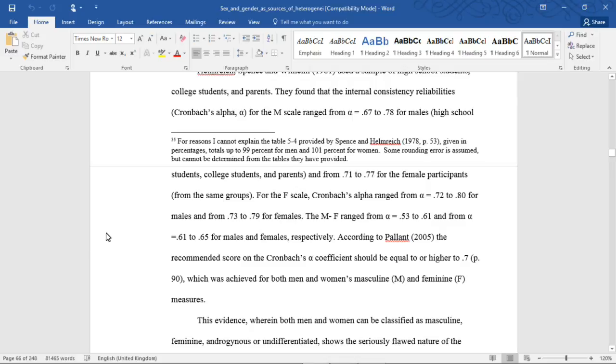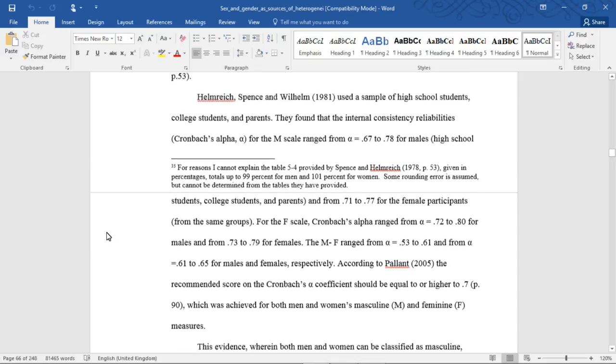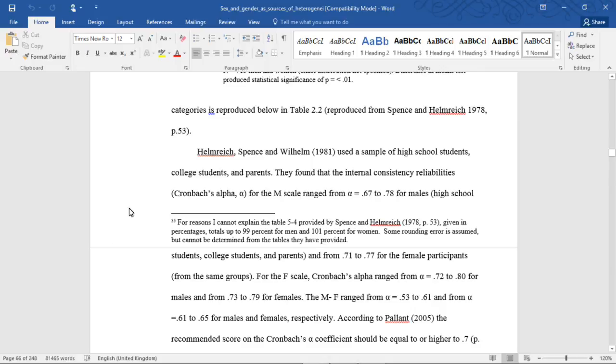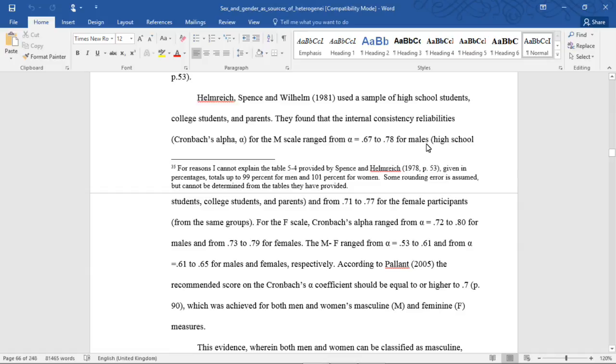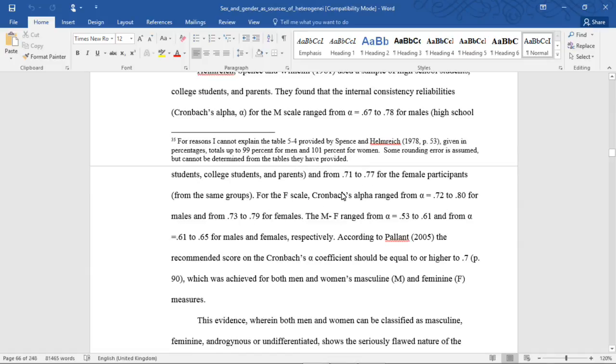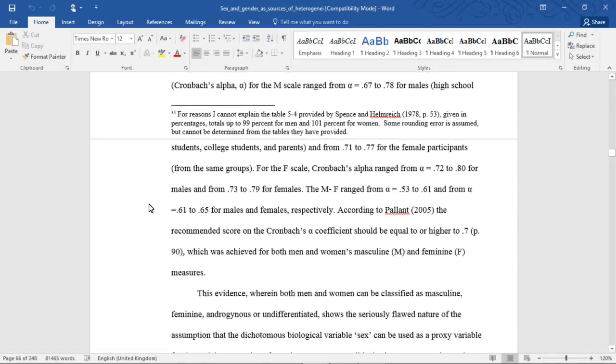Again, another aside, if you are looking for Cronbach's alpha, which is one way to measure how good your measure is, in other words, is your measure measuring what you think it's measuring, the number that they recommend that your scale should achieve is 0.70. So you can see here that the male scores range from 0.67, which is pretty close, to 0.78, and then for women from 0.71 to 0.77.